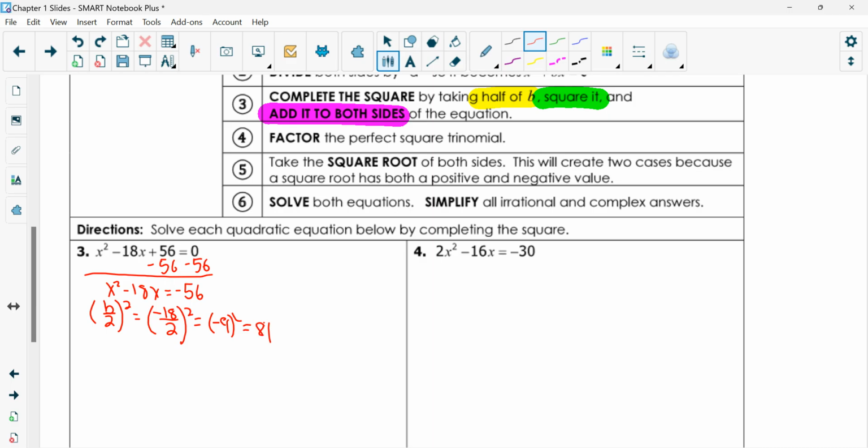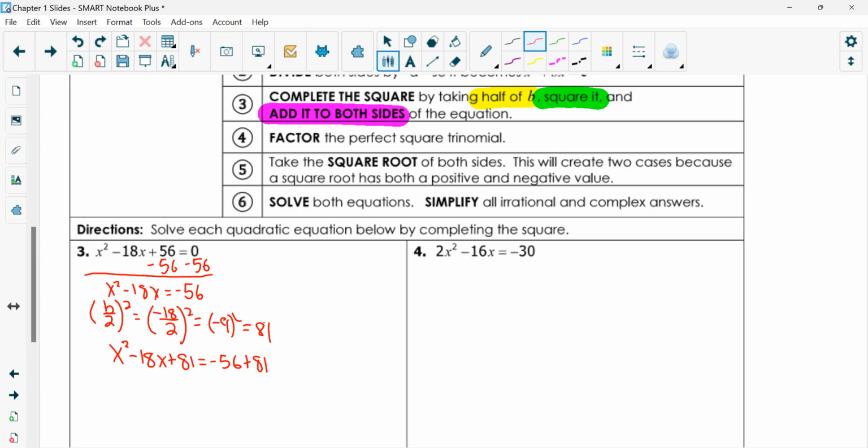So what I'm doing is adding 81 to the left side and the right side, because if it's an equation, it has to stay balanced. As long as I'm adding 81 to the left and to the right, that equation's staying balanced. Okay, so remember that right side already had a negative 56 on it. So I have on the right side negative 56 plus 81, and then on the left side I just added 81 to make it a trinomial. And so what we should have on the left side now, that's what step 4 says, is a perfect square trinomial.